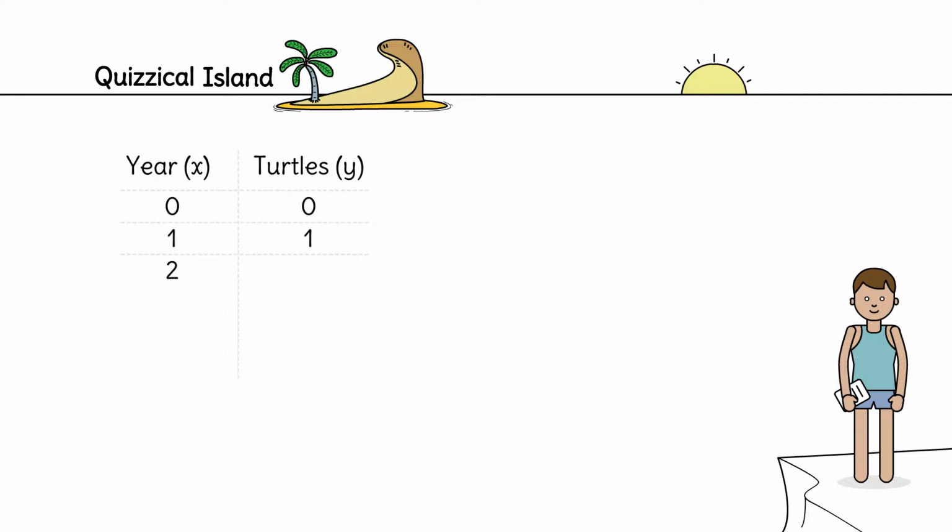In 2 years, there are 4, and in 3, there are 9. Sam collects data for 5 years. He calls the year X and the number of turtles Y. Can you see any patterns? The number of turtles is the square of the year.